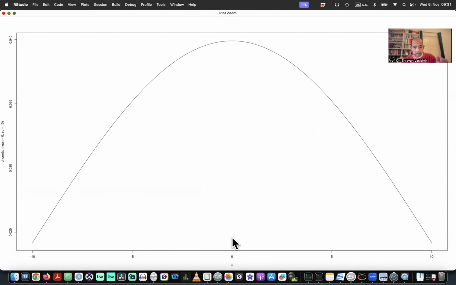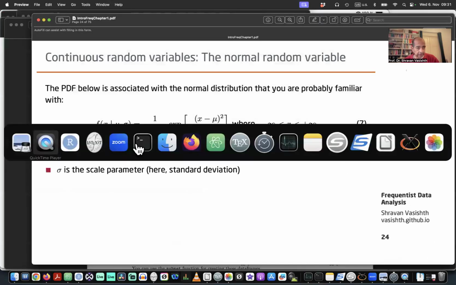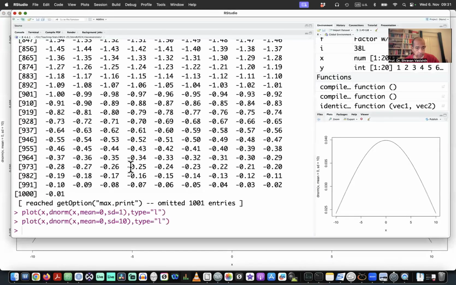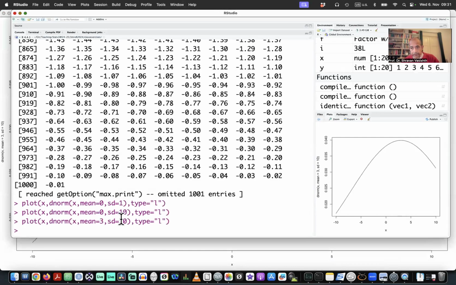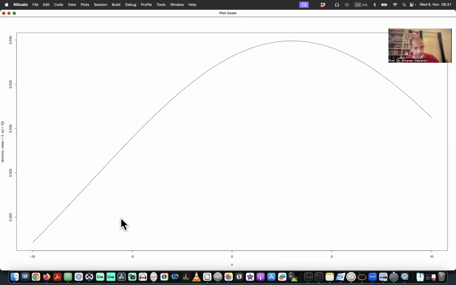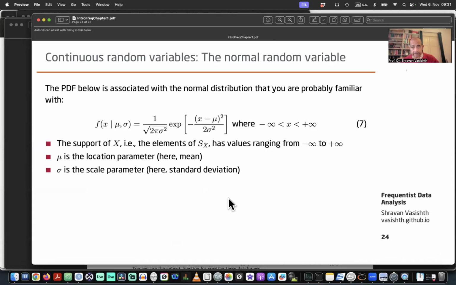The mu parameter controls the center point. If I change the mean from 0 to 3, look at the center point of the distribution. It's shifted to 3 now. 3 is now the center point of this distribution, the maximum point of the distribution. You can see that the curve has moved to the right. So mu controls the center point and sigma controls the width of the distribution. Those two parameters have that functionality here.